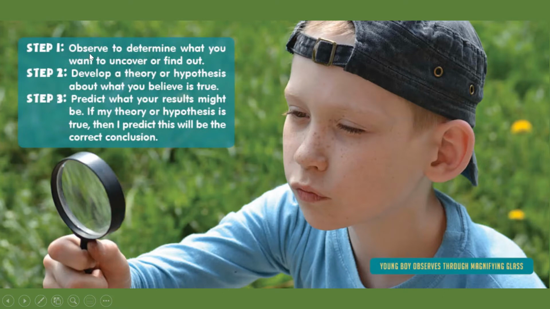Step 1. Observe to determine what you want to uncover or find out. Step 2. Develop a theory or hypothesis about what you believe is true. Step 3. Predict what your results might be. If my theory or hypothesis is true, then I predict this will be the correct conclusion. A young boy observes through magnifying glass.